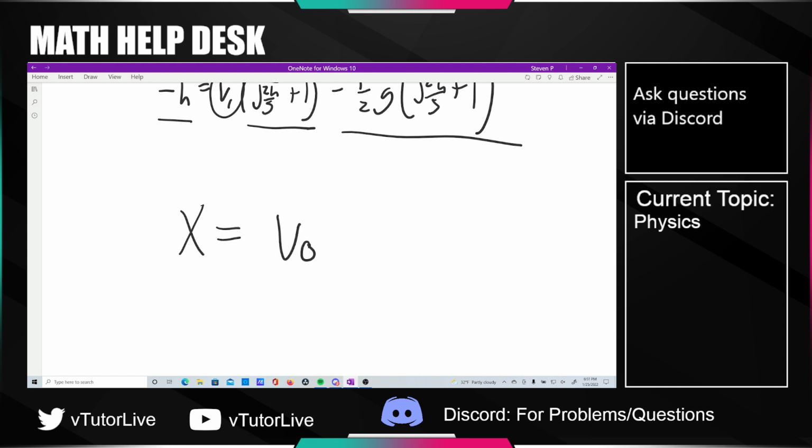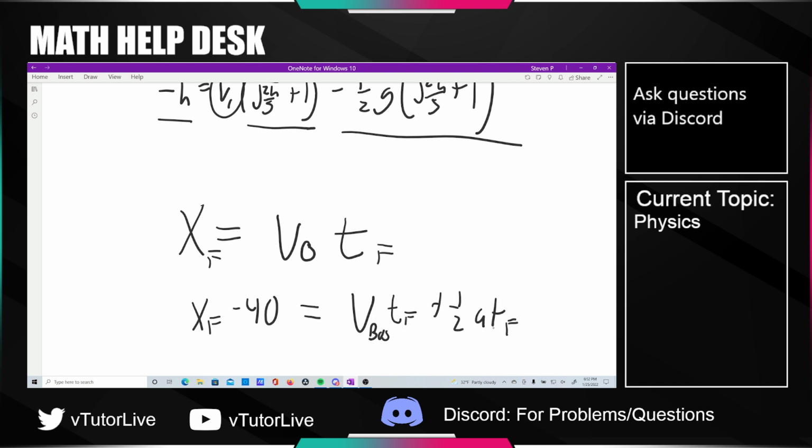Sure. A slightly harder one where I think we had something like X was equal to V naught T, maybe TF, I guess we'll call it, and XF. And XF minus 40 was equal to, I think it was like V of something else. Let's call it V bus, of TF plus 1/2 A TF squared.